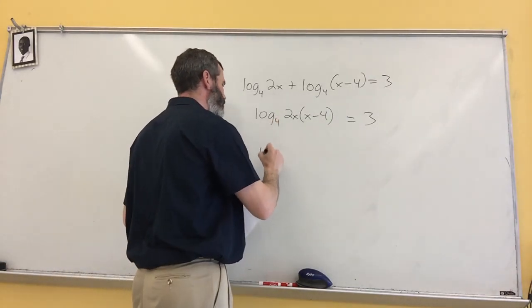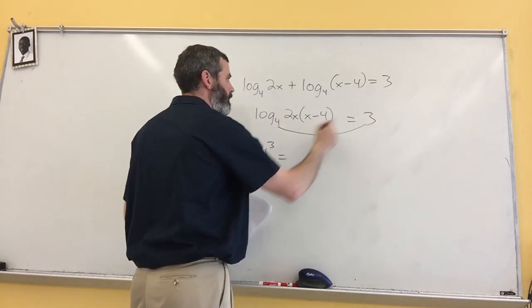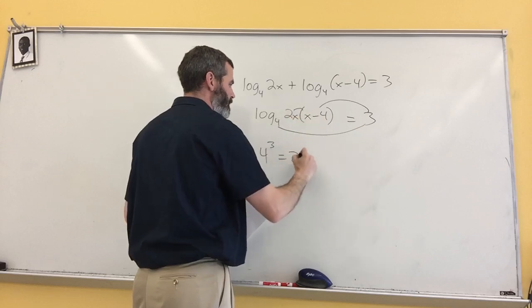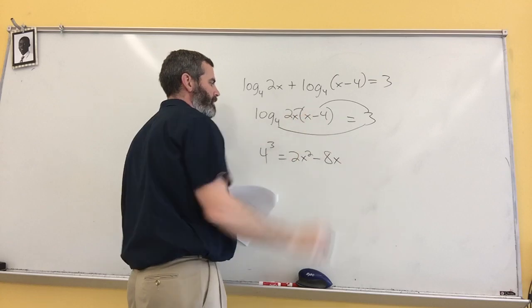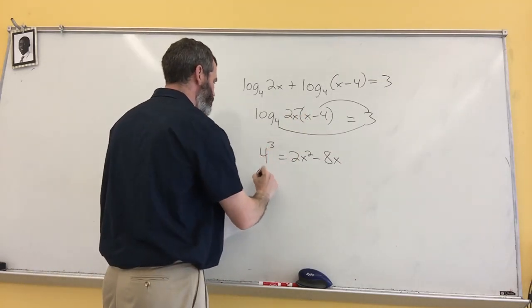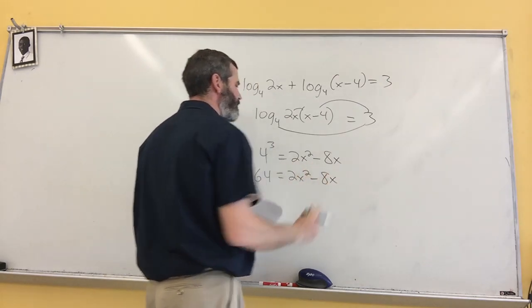Start with my base here. 4 to the third power, 4 cubed, is going to equal, I'm going to go ahead and just distribute this. So that'll be 2x squared minus 8x. So I got 4 cubed equals this. 4 cubed is 64, equals 2x squared minus 8x.